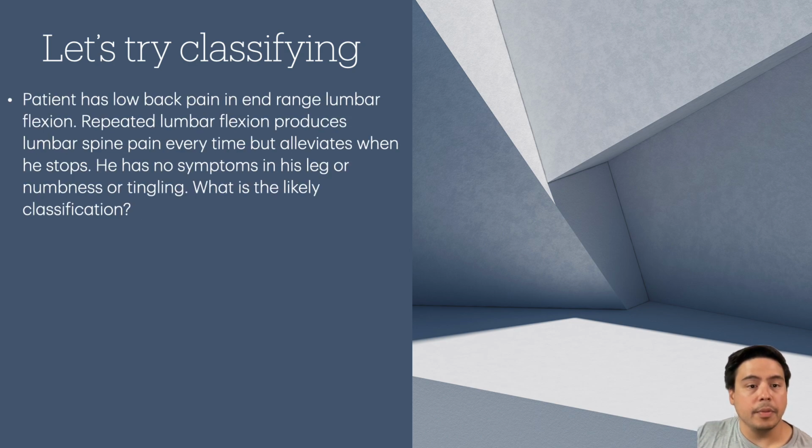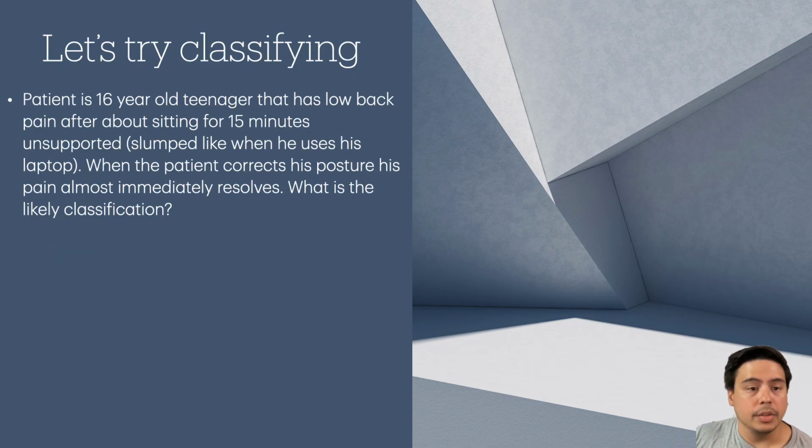The next one, we have a patient with low back pain at end range flexion. Repeated lumbar flexion produces the pain every time, but it alleviates when he stops doing that. No symptoms in the legs, no numbness or tingling. What's the likely classification? That classification is dysfunction. This other one, a 16-year-old teenager has low back pain after sitting about 15 minutes unsupported. When he corrects his posture, the pain pretty much goes away. What's this likely classification? That would be the postural classification.